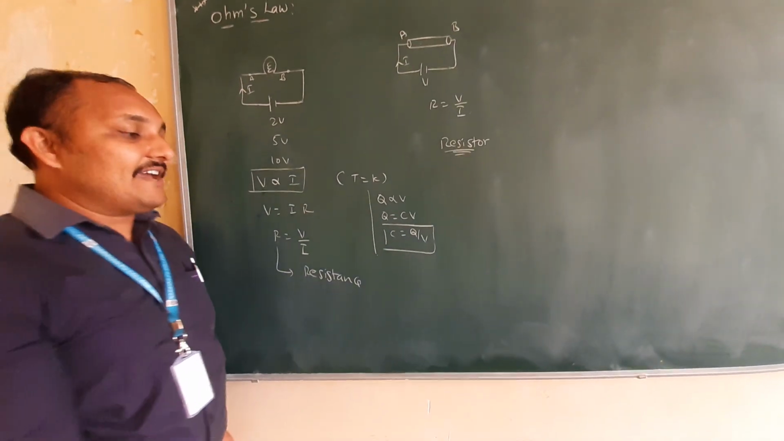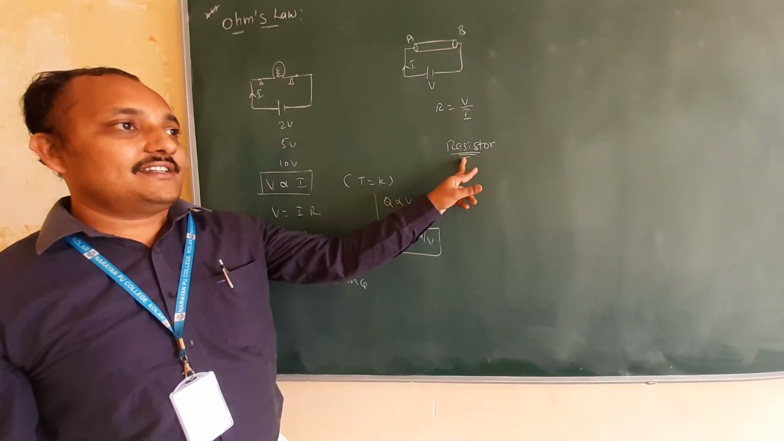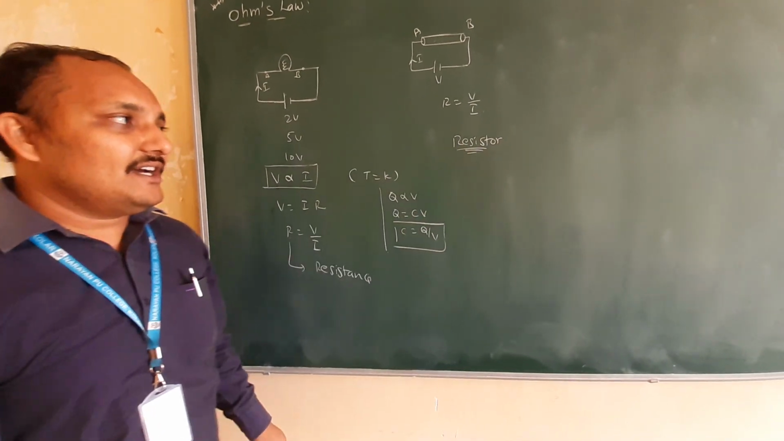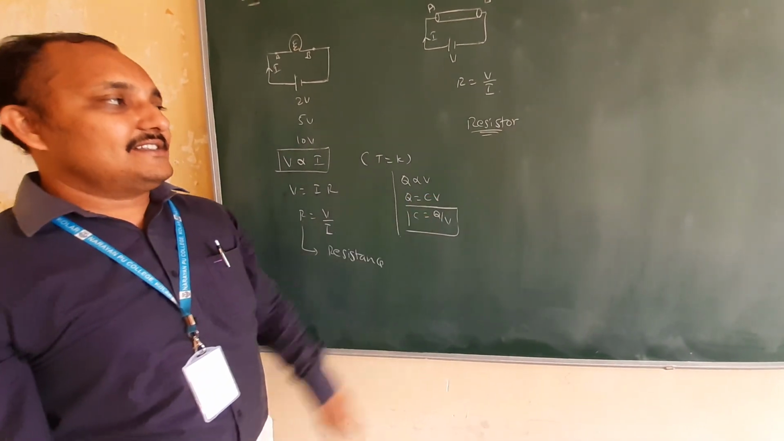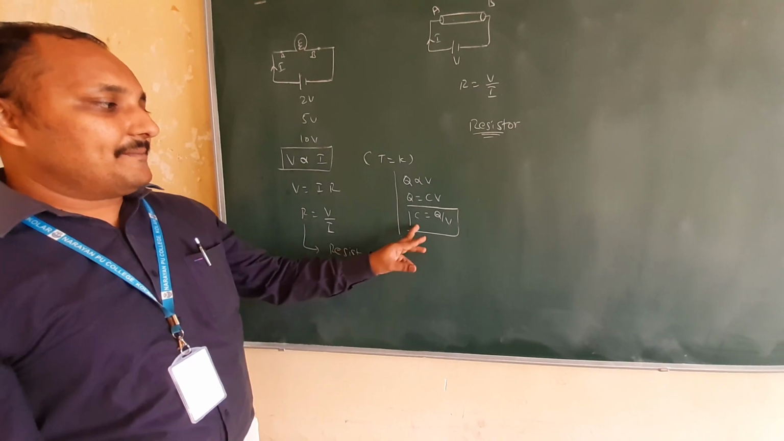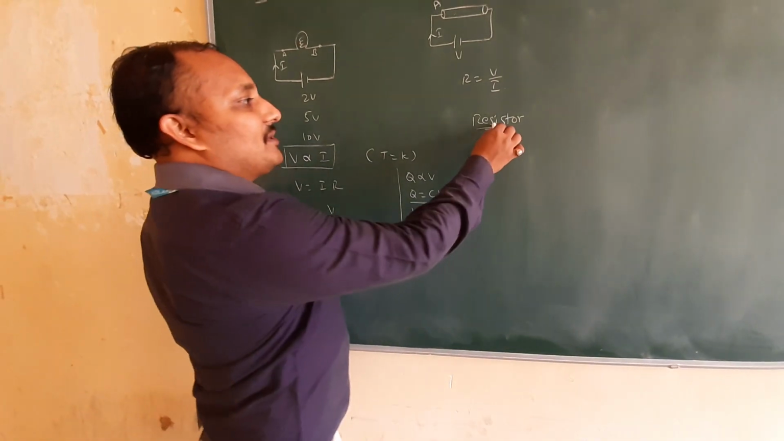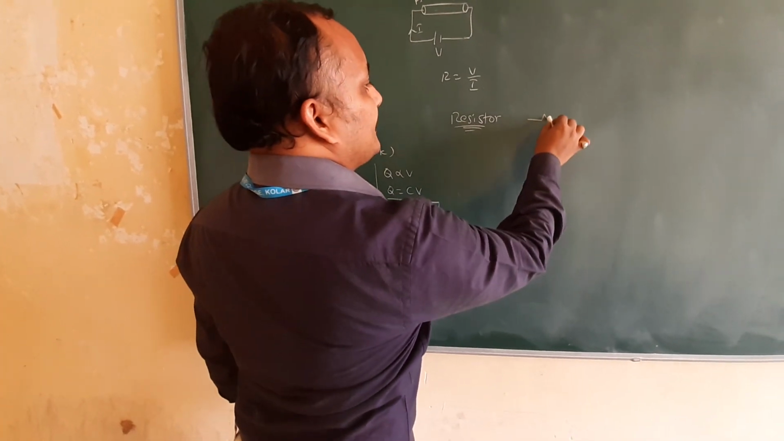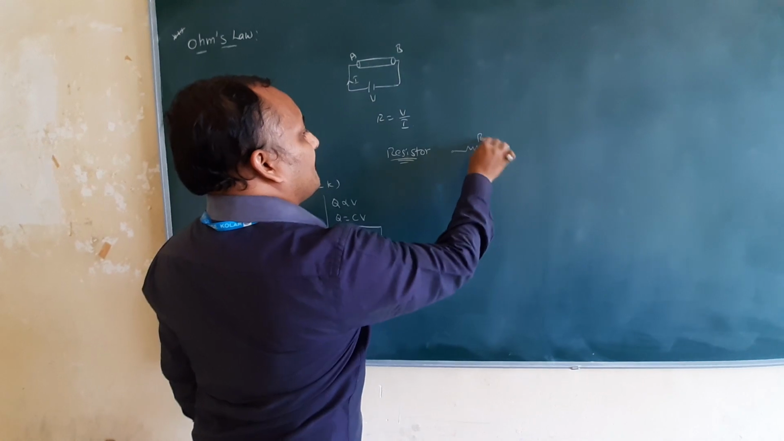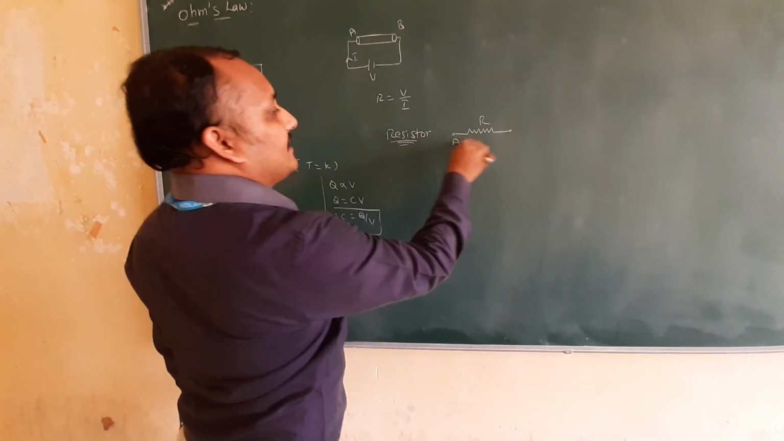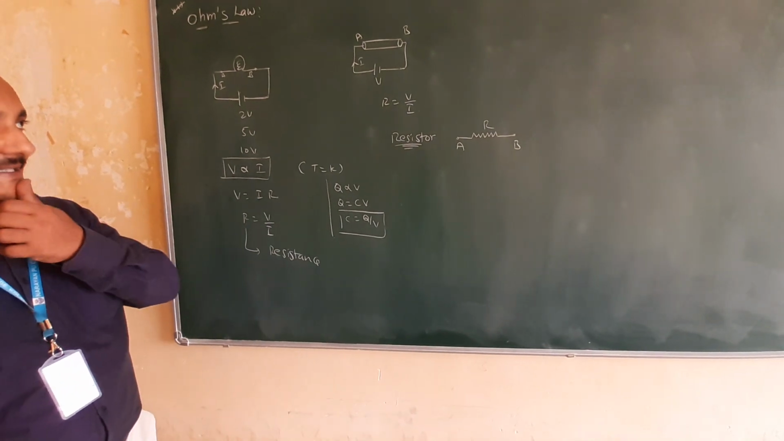The device which has the property of resistance is called a resistor, a device which opposes the flow of current. Resistor is a device, resistance is the property, like capacitance is the property and capacitor is a device. What is the symbol of a resistor? You already came to know it in 9th and 10th class. Again we will discuss this. This is the circuit symbol of a resistor.